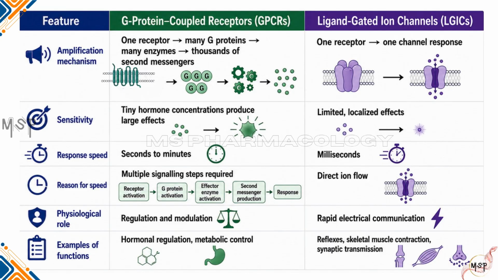A single receptor can activate many G proteins. Each G protein can regulate enzymes, and each enzyme can generate thousands of second messenger molecules. As a result, even very small concentrations of hormones can produce powerful biological effects.